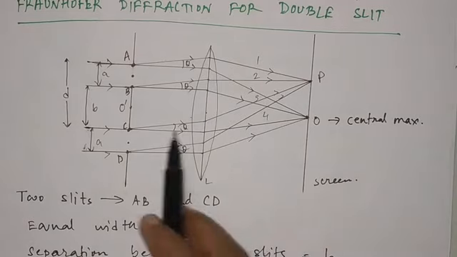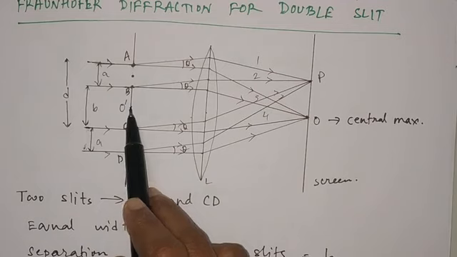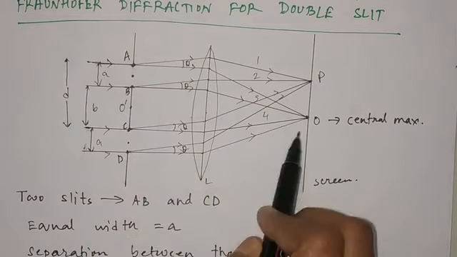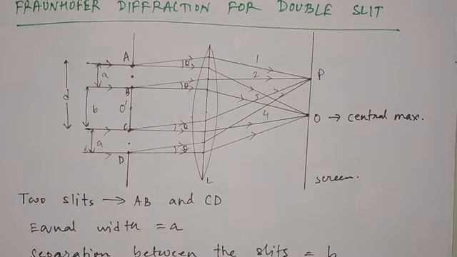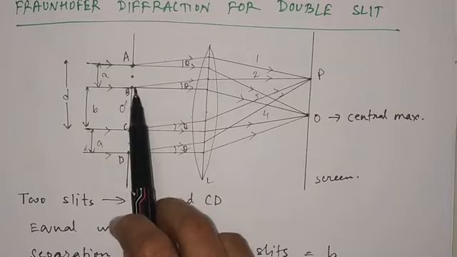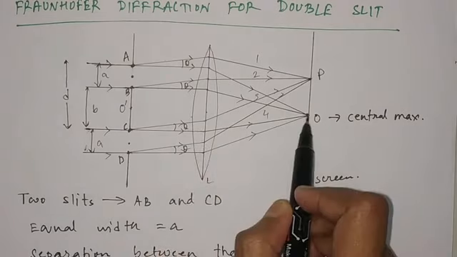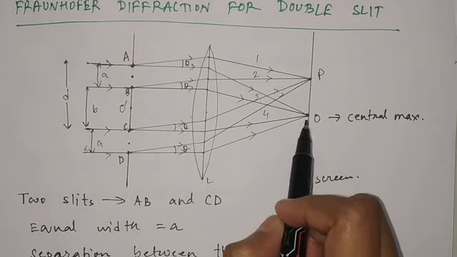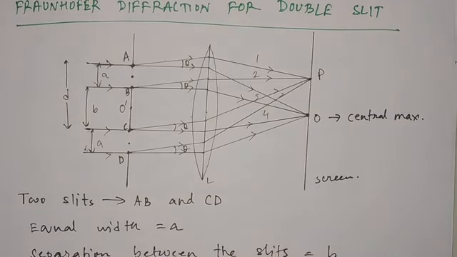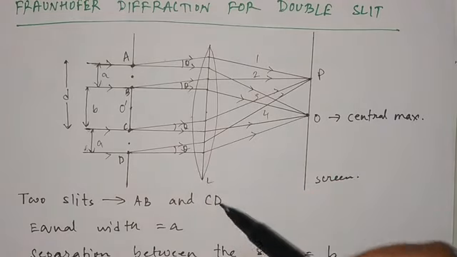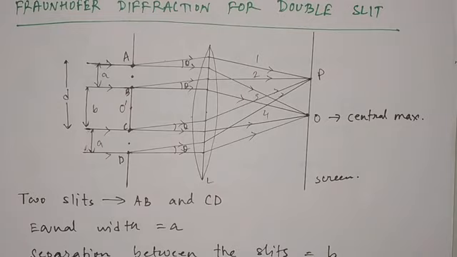O prime is the center of this opaque space, so O prime gives us the central axis of this whole setup. The rays which are moving undeviated or undiffracted after passing through the lens are focused at point O on the screen, which will be the position of the central maximum, and of course it will be the brightest point.